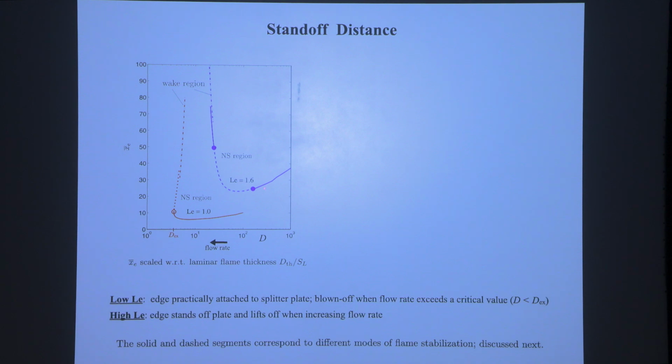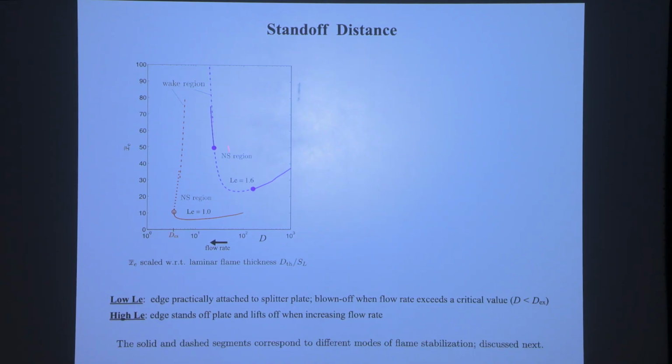But look what happens with a Lewis number much bigger than 1. You increase the flow rate, the edge gets closer and closer to the plate. Then it comes to a point where, if you keep on increasing the flow rate, it lifts off and goes to higher and higher positions. There is no extinction because there is no turning point. I will also show you the solution along those curves, and I will explain what this dashed part is. And then it keeps on going, so it gets lifted more and more, okay?